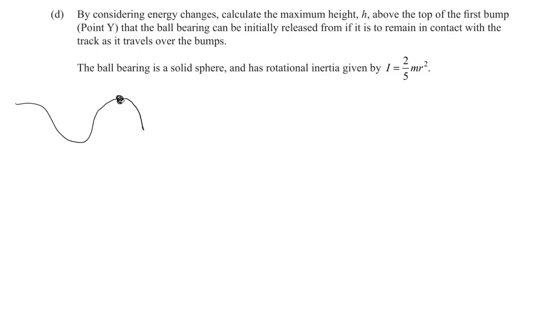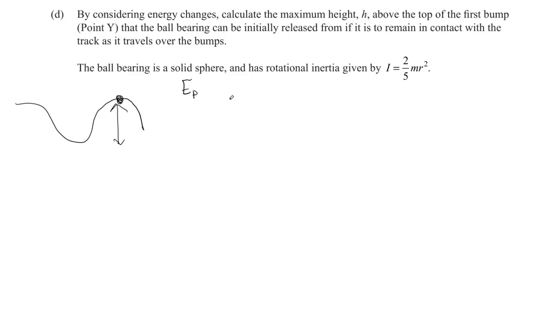The ball is at point Y, again. Wait, sorry. By considering energy changes, calculate the maximum height above the top of the first bump that the ball bearing can be initially released from if it is to remain in contact with the track. See how they talk about height? When we talk about height, what does this imply? It always implies gravitational potential energy. So we're going to use this EP equation.